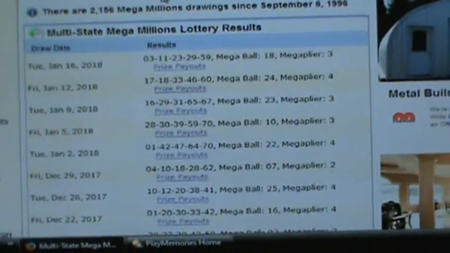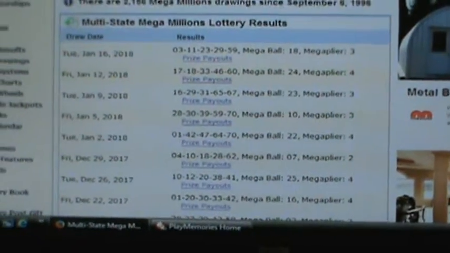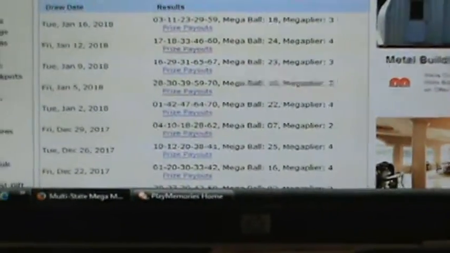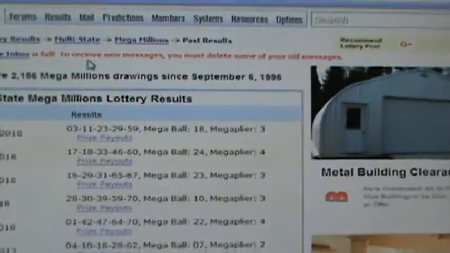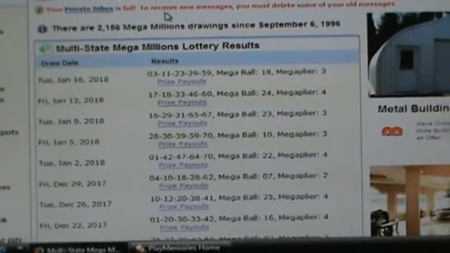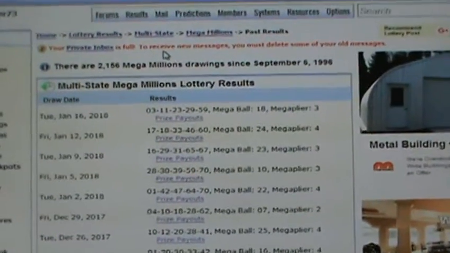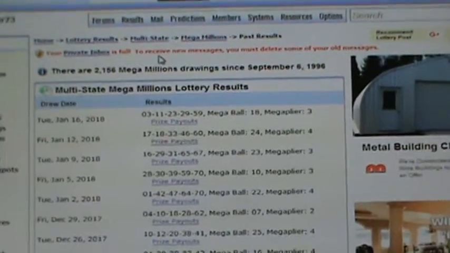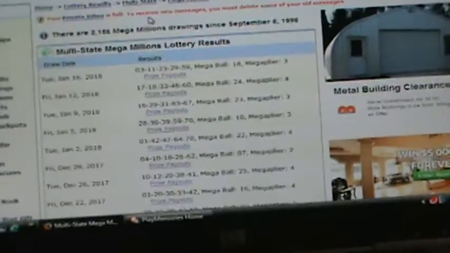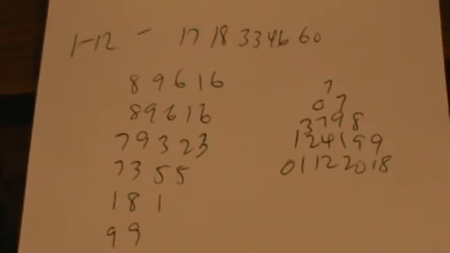As everybody can see, this is the Mega Millions. All the drawings that have come out, and there's almost 2,200 Mega Millions drawings since September. I'm going to go over January 12th to January 16th, and I'm going to go two different ways of how you can figure this out. First thing is, forget the Mega Ball. Okay? Forget the Mega Ball. This is how I do it.